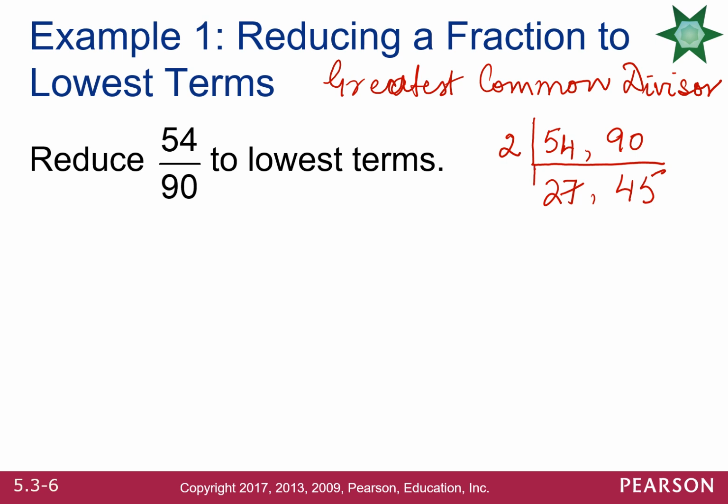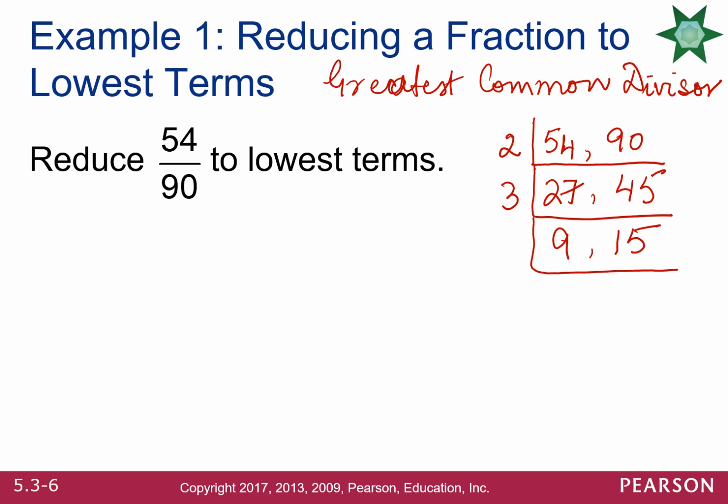So the number 3 divides 27. 27 divided by 3 is 9. All right. And 45 divided by 3 is 15. Correct? So in the next step, think if there's any other number that will divide both 9 and 15. Obviously, that's 3 again. 9 divided by 3 is 3. 15 divided by 3 is 5.